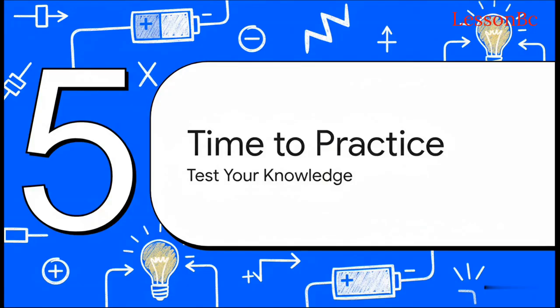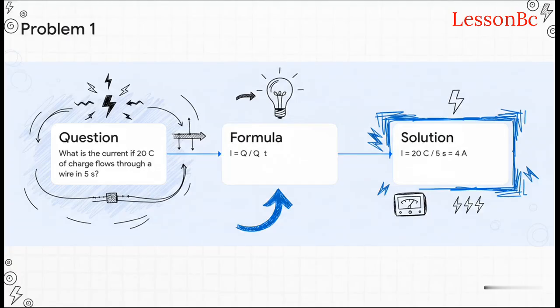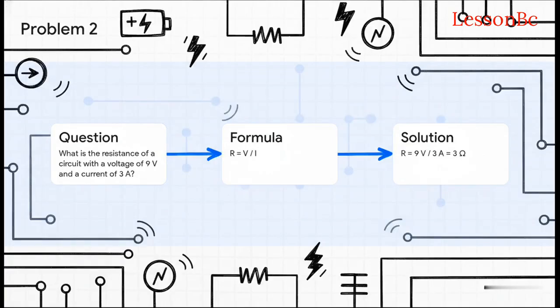All right, we've gone through the ideas, we've looked at the formulas. Now it's time to put that new knowledge to the test. Let's do a few quick practice problems to make sure all this stuff really sticks. First one up. Imagine 20 coulombs of charge flow through a wire, and it takes 5 seconds. What's the current? Go ahead, think about it. Which formula do we need? Yep, our first one, I equals Q over T. So we take our 20 coulombs, divide by our 5 seconds, and what do you get? 4 amperes. Exactly right.